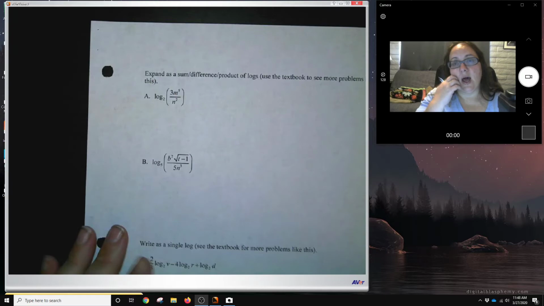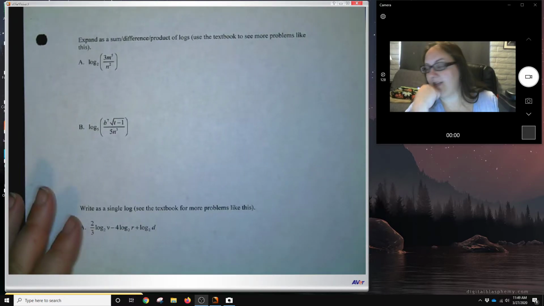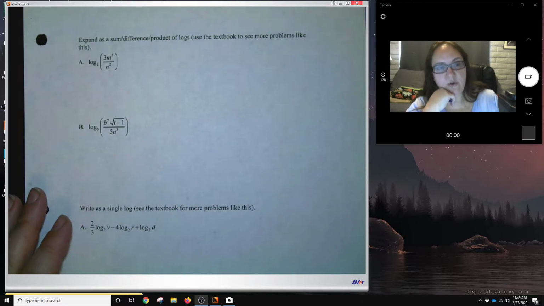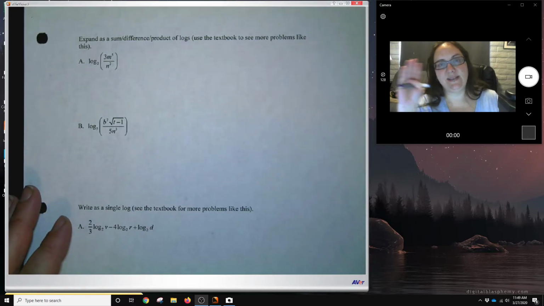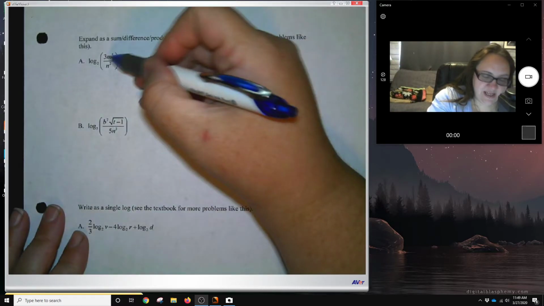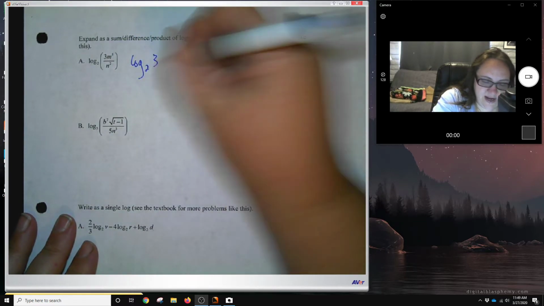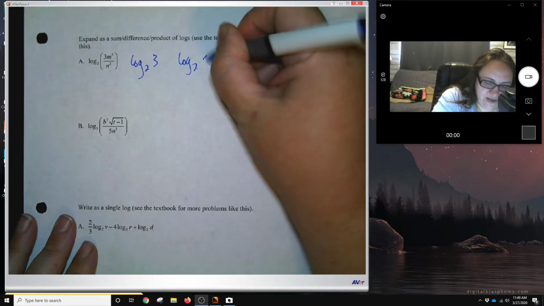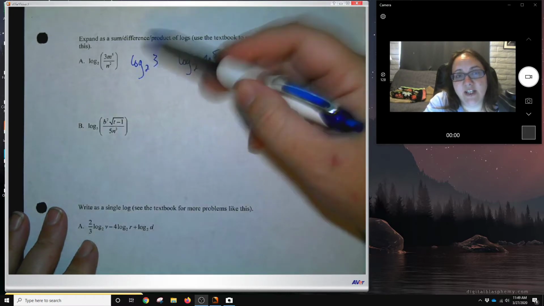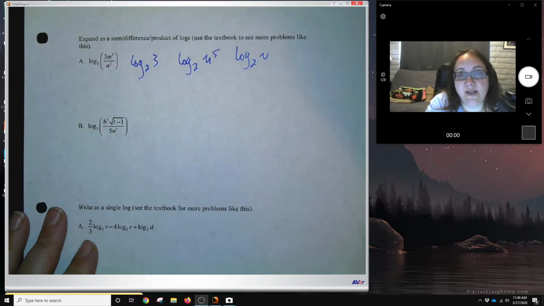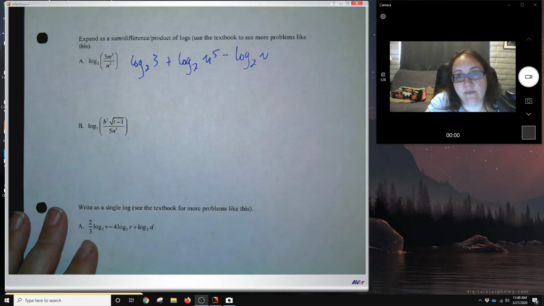So here, when you're doing log property problems, this is how you're going to be seeing them the most often. So if we have one log and we want to expand it, then every piece needs its own log. So that means the 3, the m, and the n, they each need their own log. So this would be log base 2 of 3, log base 2 of m to the 5th, log base 2 of n. Now, anytime we have a fraction like this, anything in your numerator gets a plus in front of it. Anything in your denominator gets a minus in front of it.